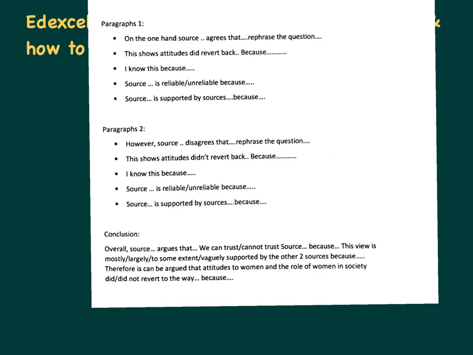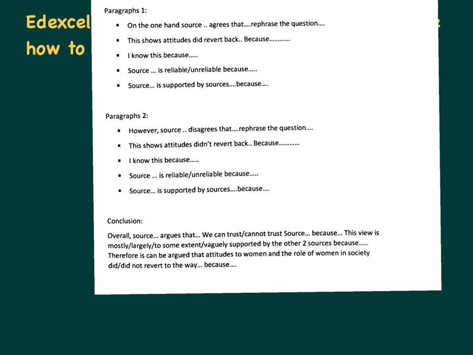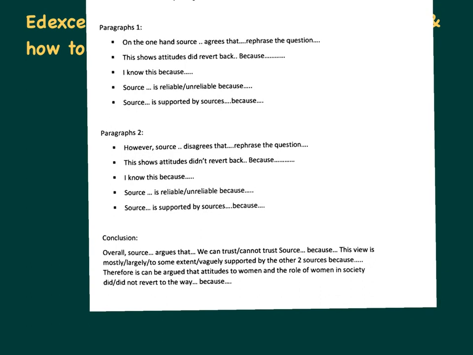So how do we answer this type of question? Statement, how far do you agree using the sources and your own knowledge? So once you've gone through the sources and you've decided which ones agree with the statement, which ones disagree, you also need to have a quick think about what own knowledge you have. So what evidence do you have that would agree? What evidence do you have that would disagree? Then you're going to structure your answer in 2 paragraphs and a conclusion.